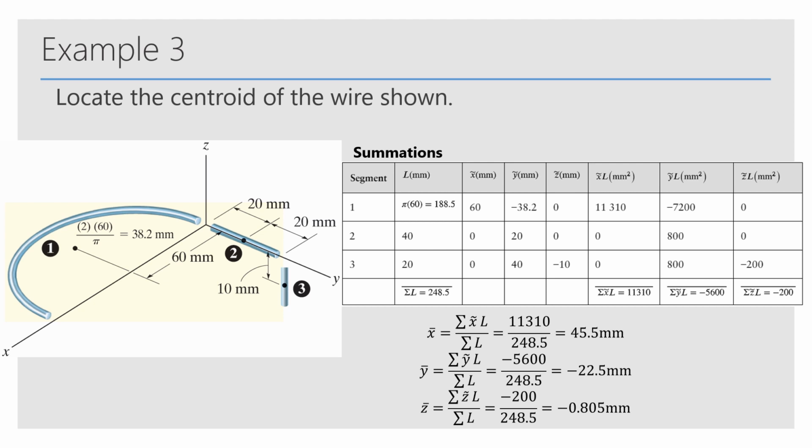and then you get your final answer, which is that the centroid for this entire object is 45.5 millimeters in the x direction, 22.5 millimeters in the negative y direction, and 0.805 millimeters in the negative z direction.